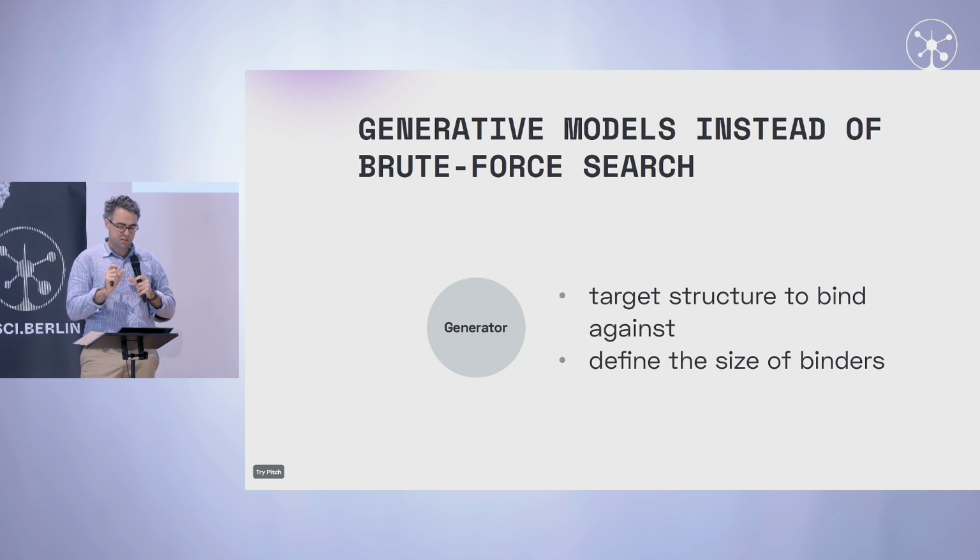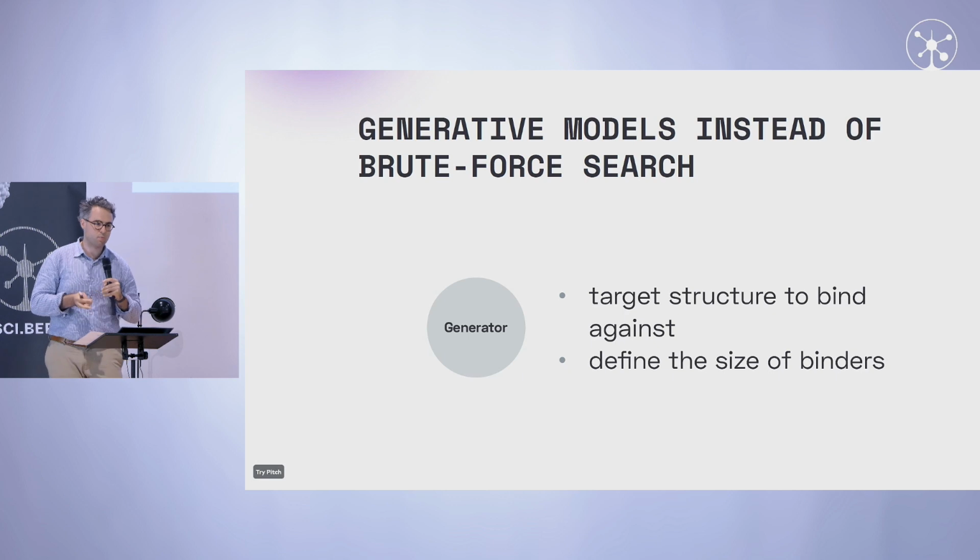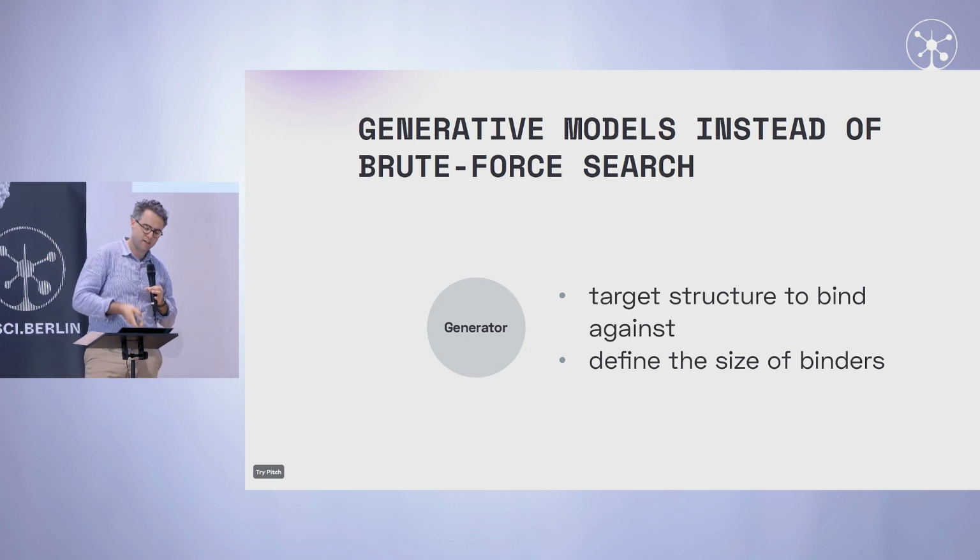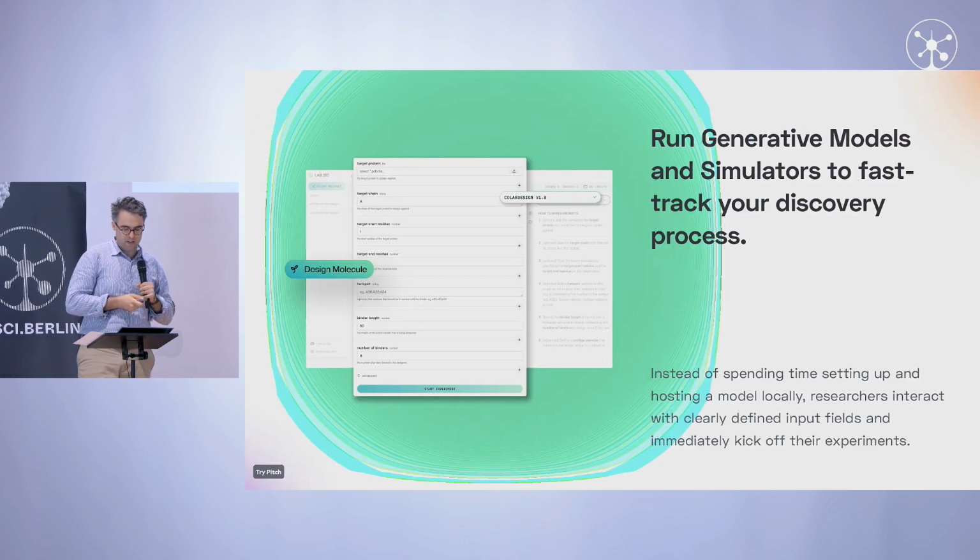And we can basically tune these generators to produce small molecules similar to the way that ChatGPT would produce sentences. These generators produce small molecule structures, and we can condition them based on the target structure to bind against and the size of the binder that we want to look at. And we can do this for both proteins, so designing antibodies or small protein binders, and we can also do this for small molecules.